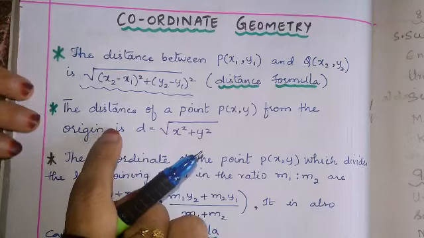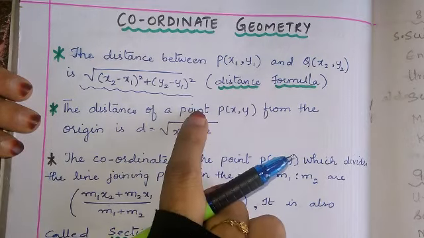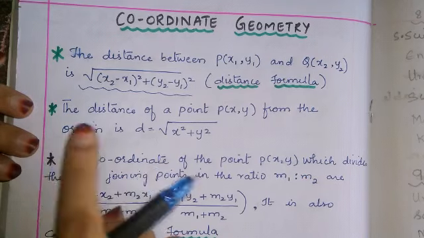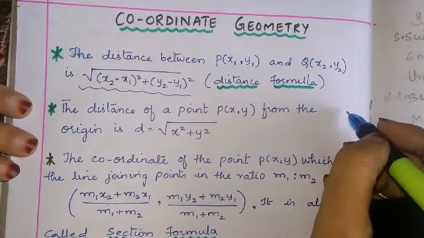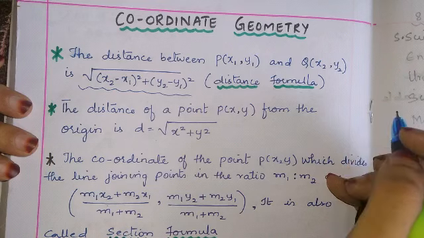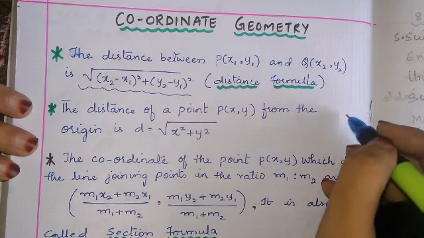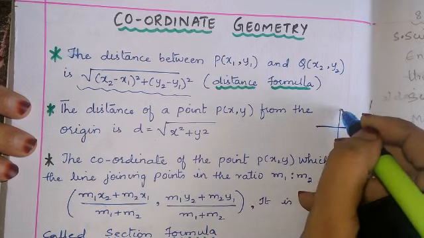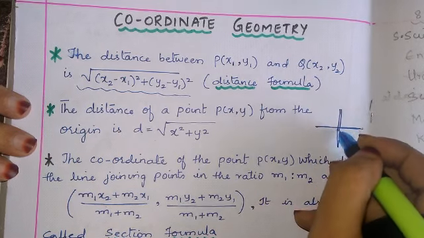The next thing is the distance of one point from the origin. You know what is the origin? We know the coordinate system we have learned in our previous classes, like in a graph. This is our coordinate system. This is the x-axis, this is the y-axis. We all know this, right?